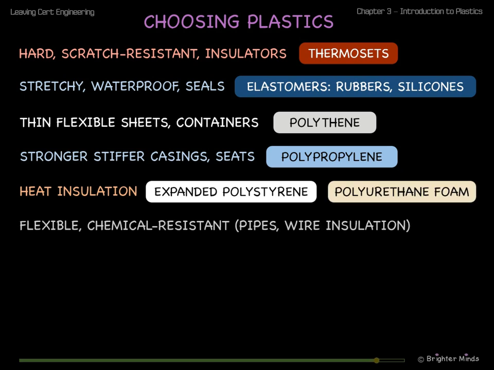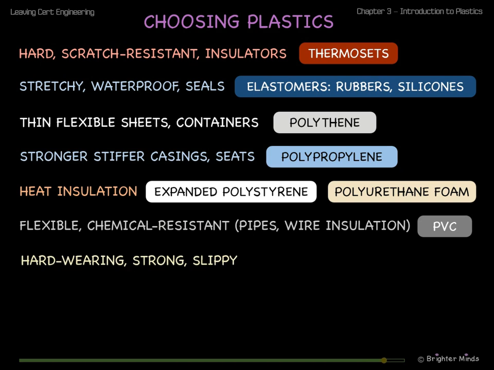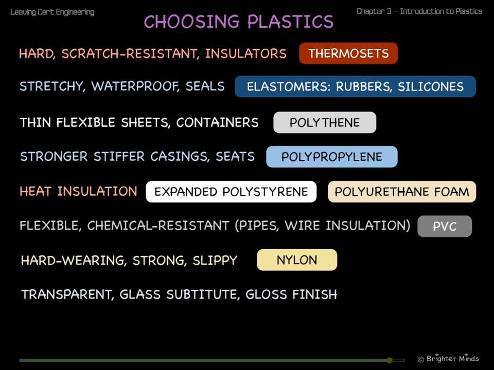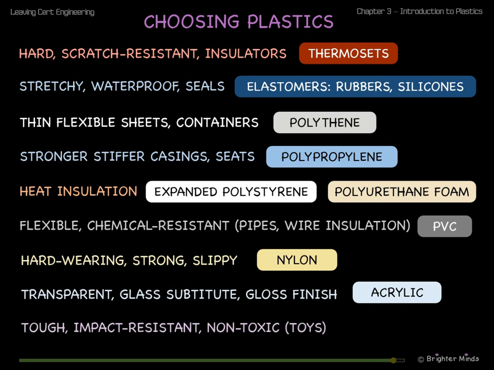For flexible, chemically resistant pipes, wire insulation, window frames and vinyl records, PVC is a good choice. For hard-wearing, strong and slippy products like gears, ropes and fabrics, choose nylon. If you need hard, transparent, high-gloss finish, choose acrylic. For tough, impact-resistant, non-toxic applications like toys, choose ABS.